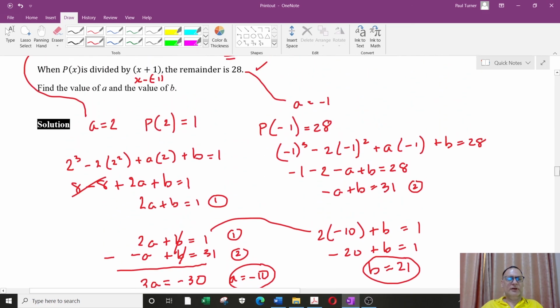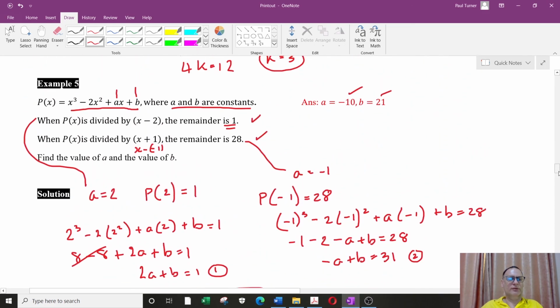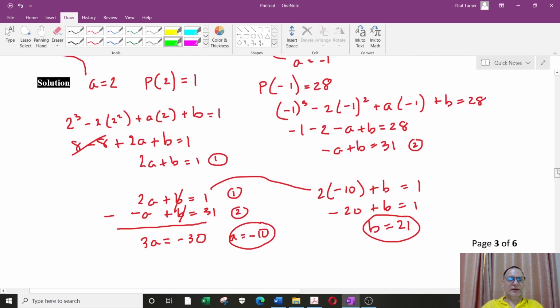Okay, so that's a case of simultaneous equations. When you have two variables like this, two constants, A and B, you must be given two bits of information when you solve for two constants. Okay, if you only have one bit of information, you can't find your values.